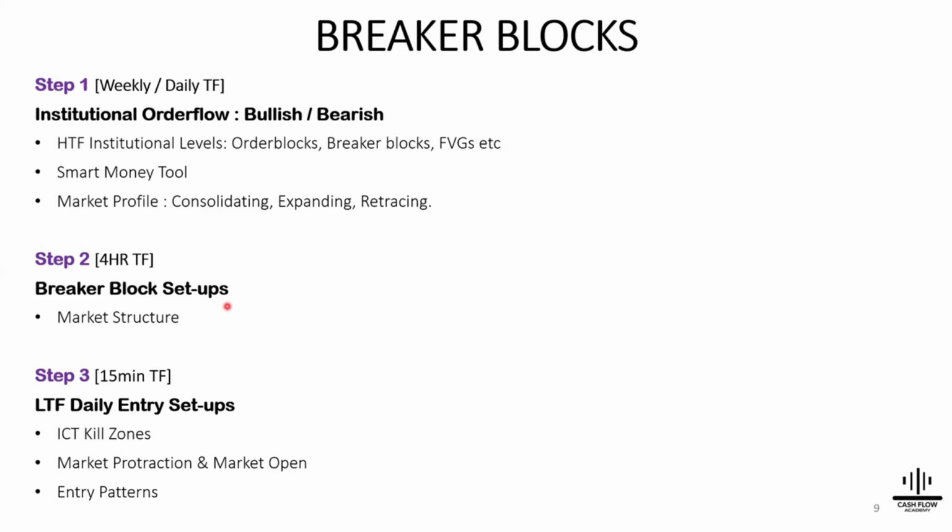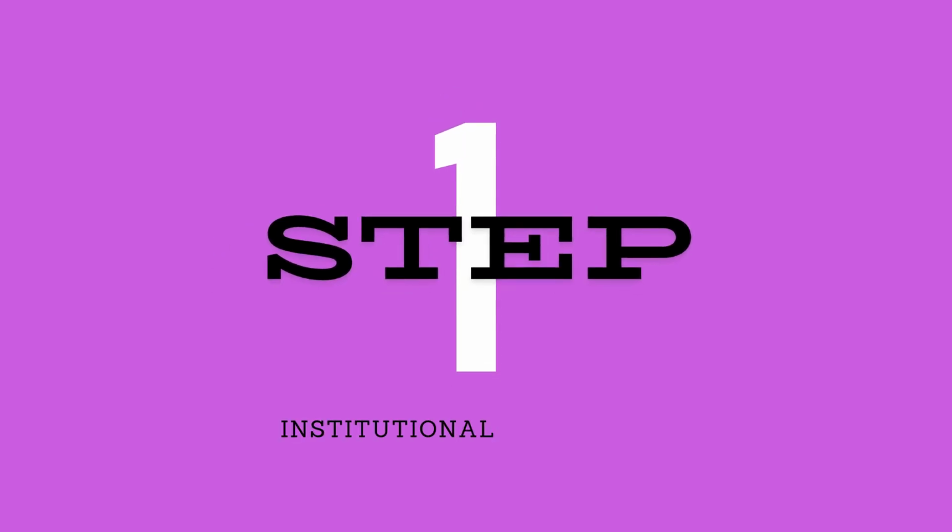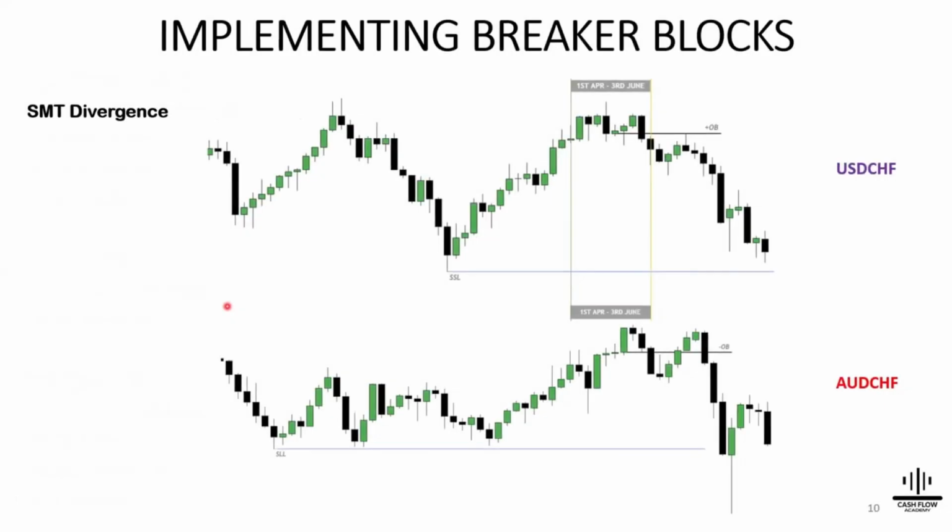All right, so let's start with step 1. So step 1, again, we want to determine the order flow, and there are 3 things basically you need: the smart money tool, market profile, and the institutional levels. Okay, so let's go there. So we're going to be working with these 2 pairs, the USD Swiss and then the AUD Swiss. This is what we want to trade. Now, the USD Swiss and the AUD Swiss, or the Australian dollar, Swiss franc, they are correlated assets.